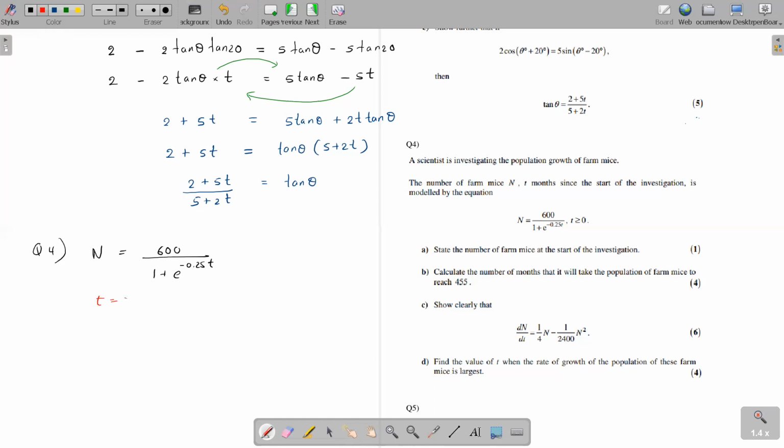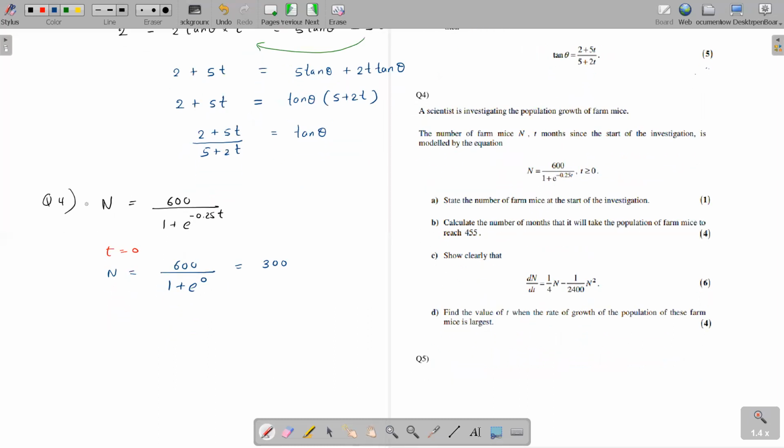So at time 0, N equals 600 over 1 plus e to the power 0, which means e to the power of 0 is 1. 600 divided by 1 plus 1, which is 600 divided by 2, which is 300. So N is 300, simply 1 mark. You can directly write 300. Okay, that's part A. So moving on to part B.